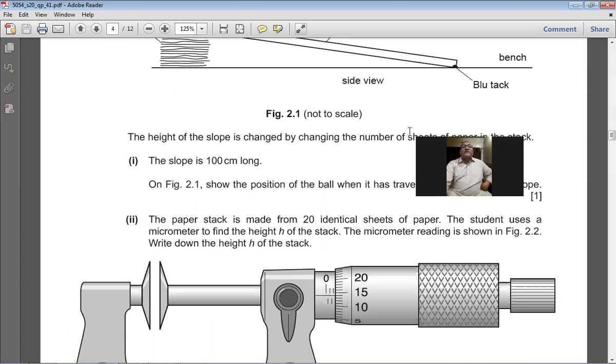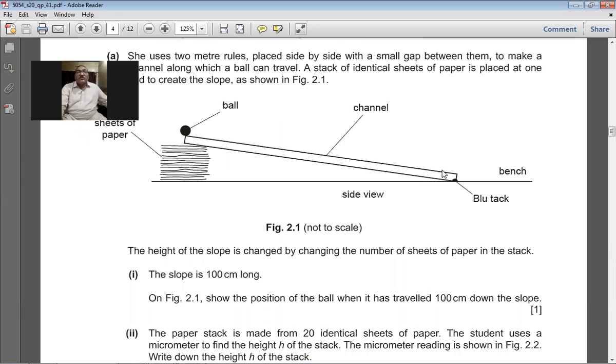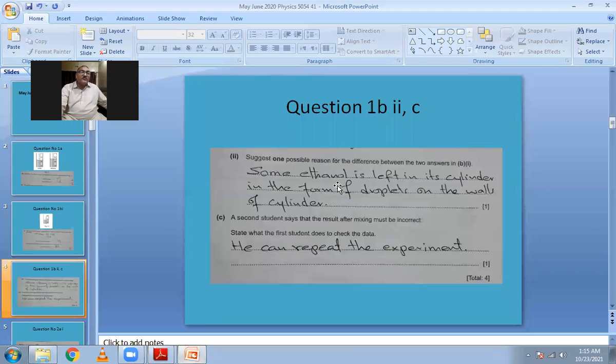The height of the slope is changed by changing the number of sheets of paper in the stack. The slope is 100 centimeter long. On figure 2.1, show the position of the ball when it has traveled 100 centimeter down the slope. So this channel is 100 centimeter long. So these are those papers. And when the ball rolls and has covered 100 centimeters, the ball will be here. So I will show a ball here. Let me show you my answer.